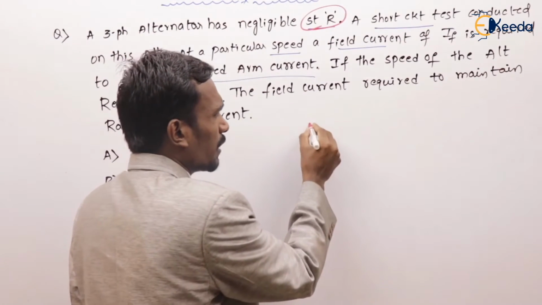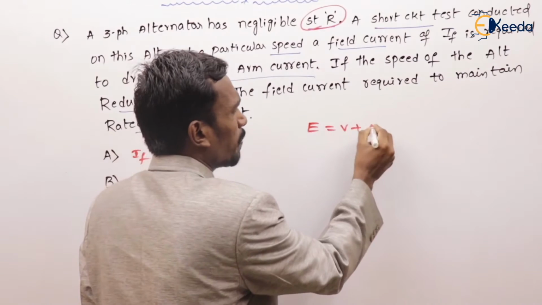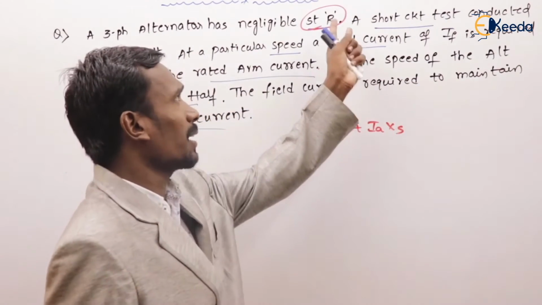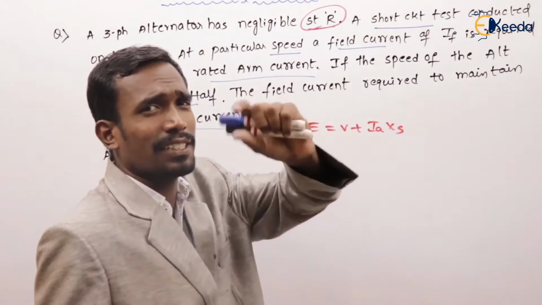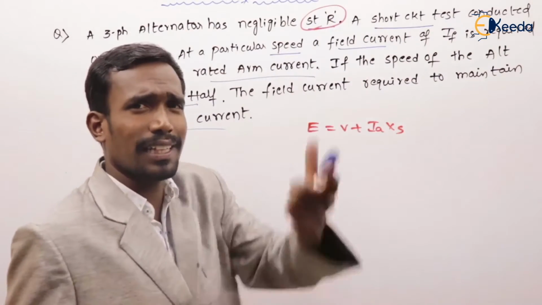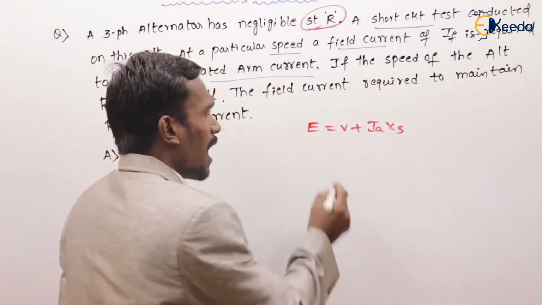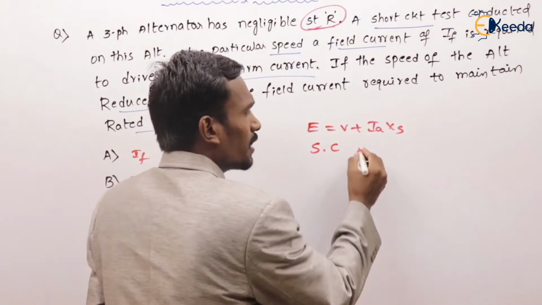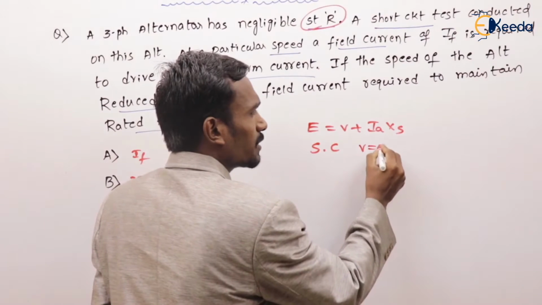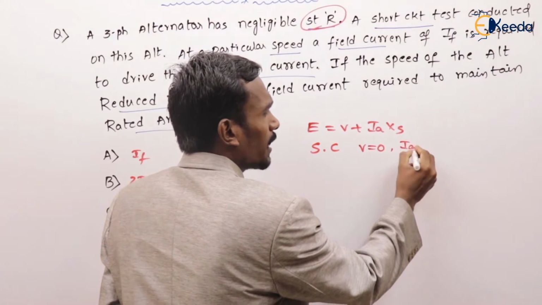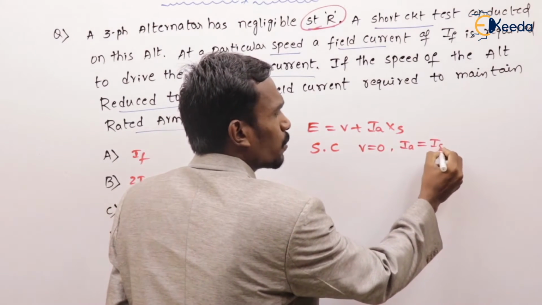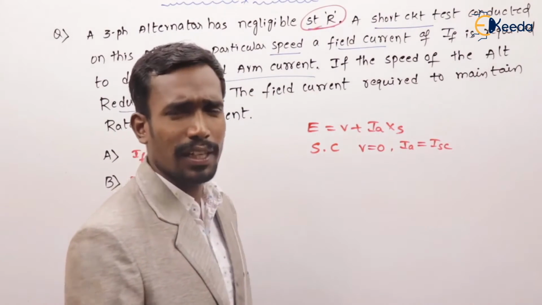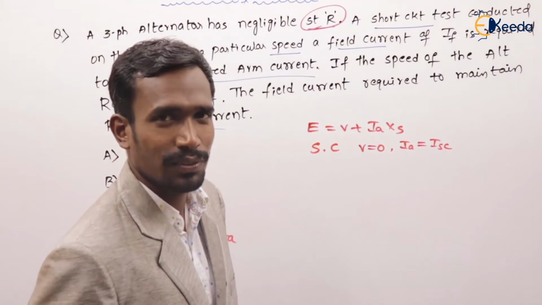Generally we know E equals V plus IA into XS, when the armature resistance is neglected. And they said under short-circuited condition, V equals 0 and IA equals I_SC, of course, that is our armature current under short-circuited condition.